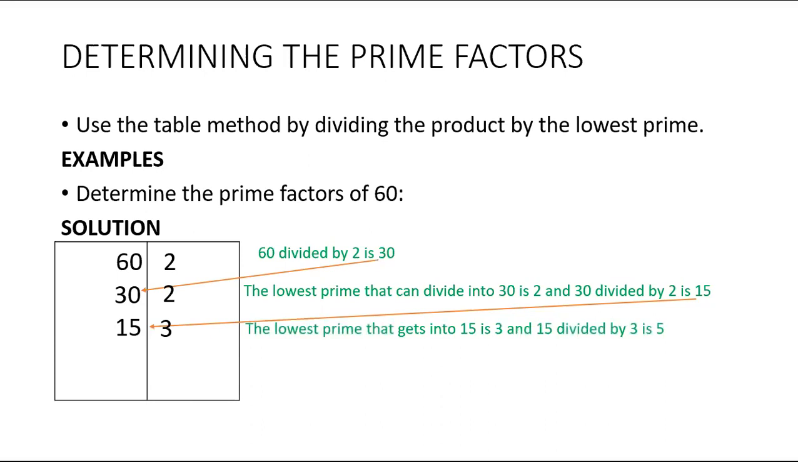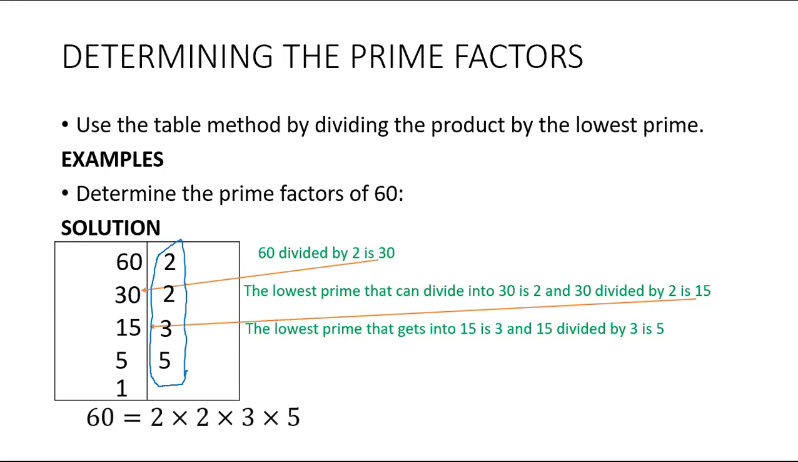Now, is the lowest prime that gets into 5 still 3? No. So what comes after 3? It is 5. That's why we will use 5 here. And 5 divided by 5 will give you 1. And all these prime numbers that we divided by, we call them prime factors. So you will write them as a product. You will write it as 2 times 2 times 3 times 5.